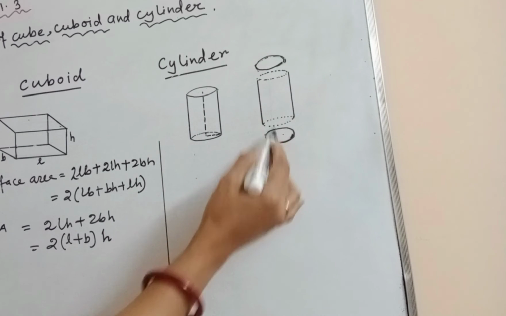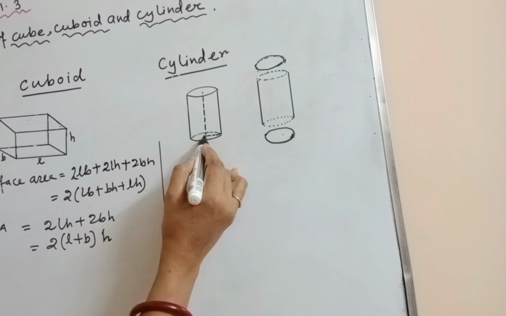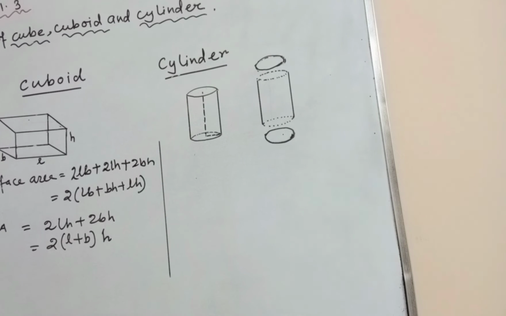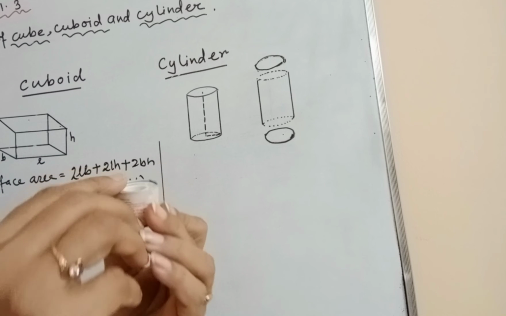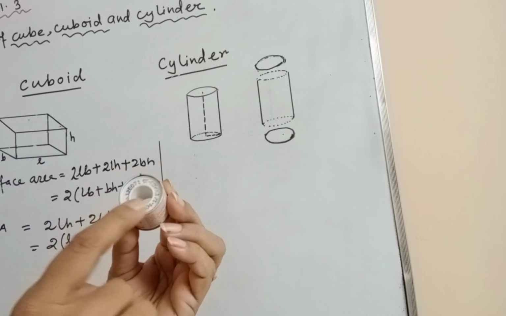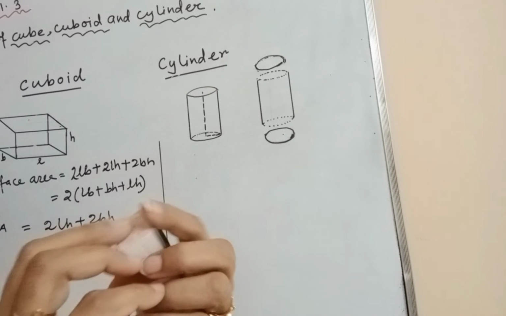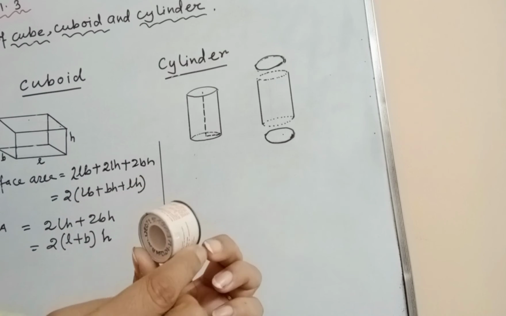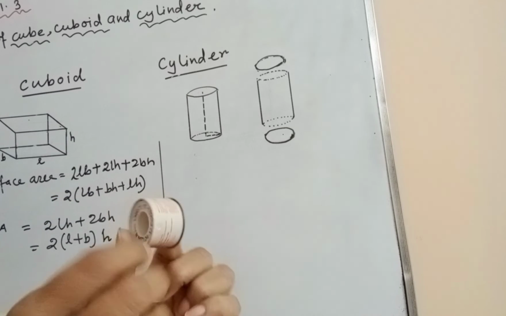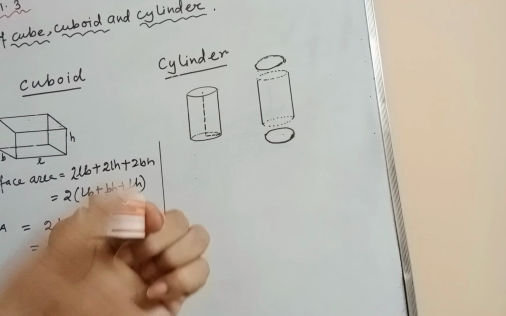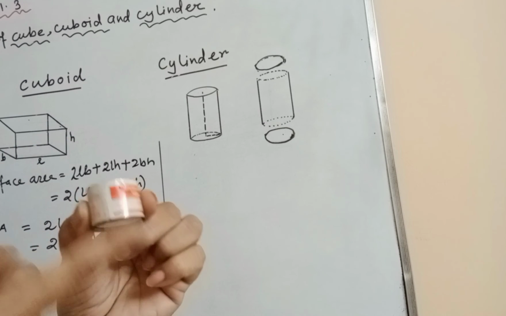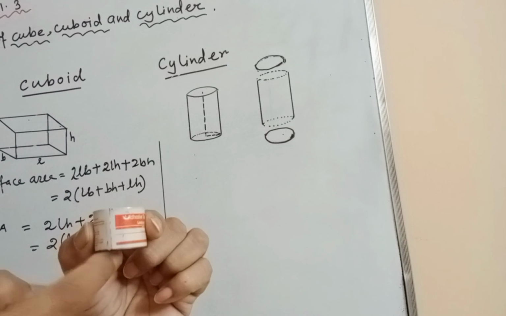The two surface areas are two circles, and if you open a cylinder, it will look like a rectangle. These two are the two circular portions, this is a circle and this is a circle, and the remaining portion is the curved surface area. When we add these two circular areas also, it will become the total surface area.